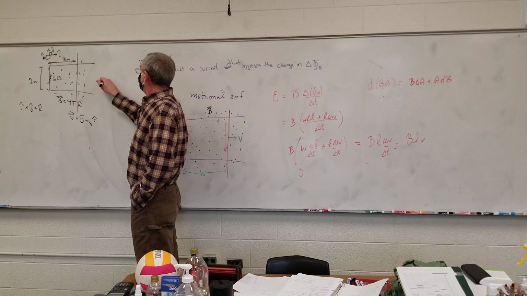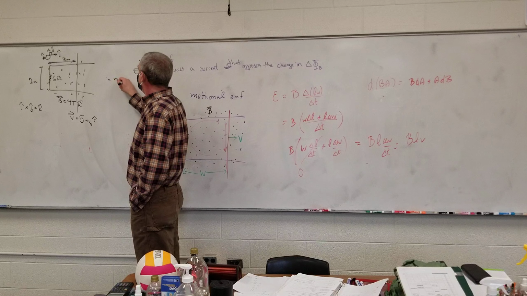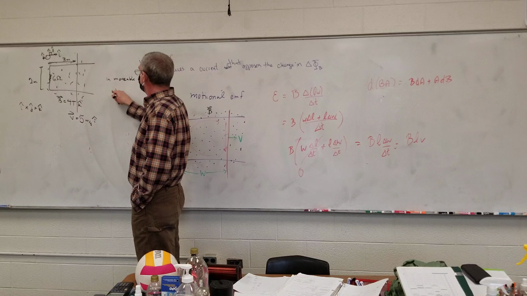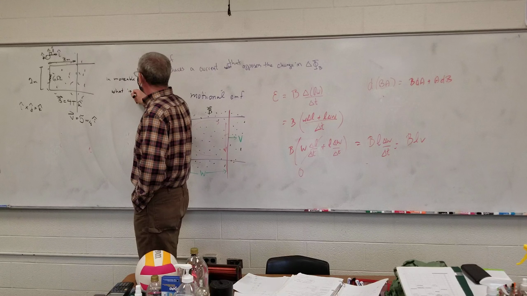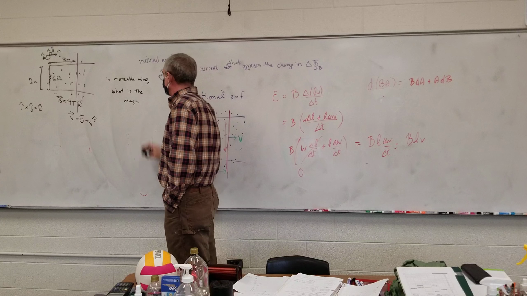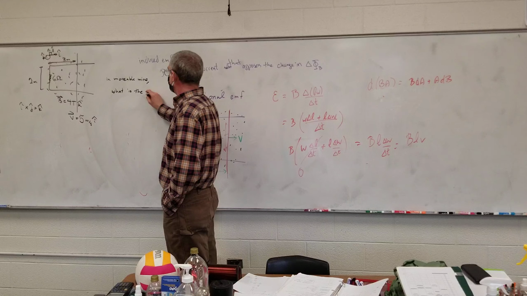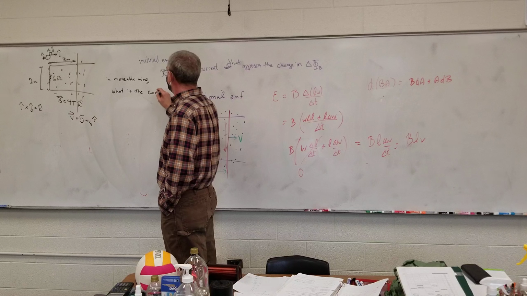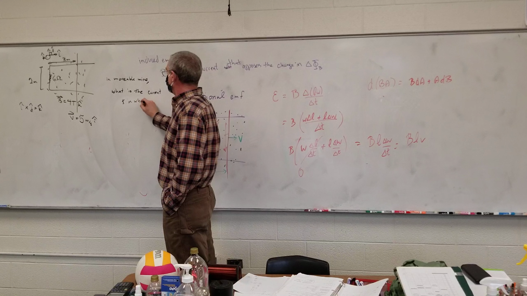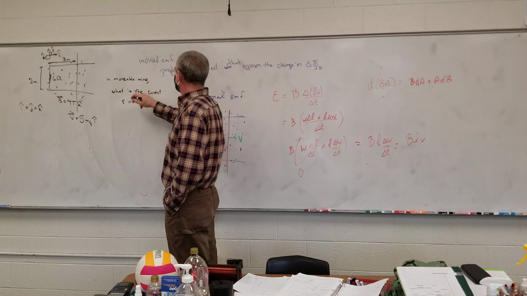So, in the movable wire, what is the magnitude? Or, I guess I don't have to say magnitude. What is the current? And in which direction does it flow through the movable wire? Let's see, what is the current and in which direction does it flow?